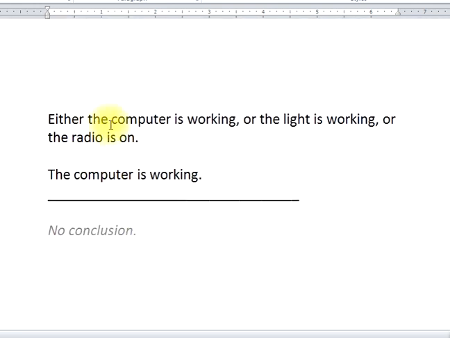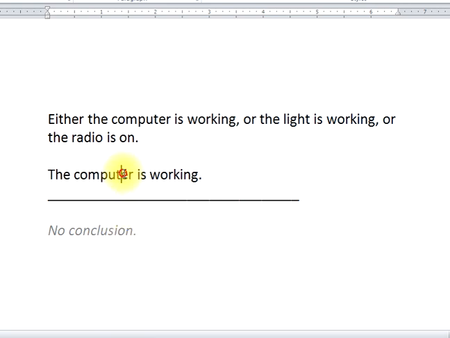Now what about this? Either the computer is working, or the light is working, or the radio is on. If all we have then is an affirmation of one of the others, and we realize that the major premise is not exclusive, then we cannot draw any conclusion. We cannot say, well, the light is not working, or the radio is not on, or the light is not working and the radio is off. We can't say any of that. We just don't know. That might be the case, but it doesn't have to be.